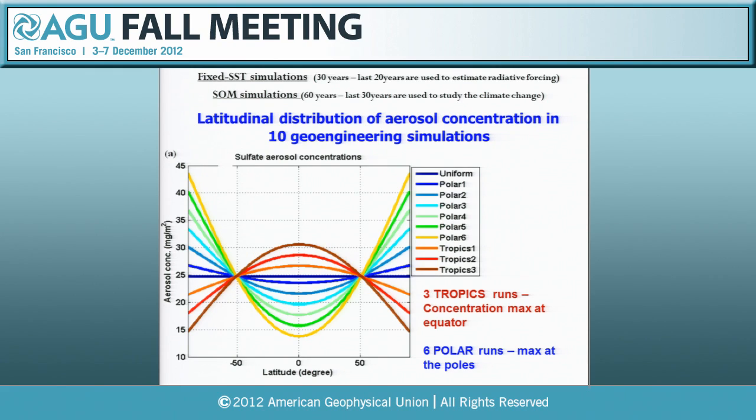We performed both slab ocean as well as fixed SST experiments, and this was all done by a student. So the experiments had shorter length scales. You can see that the fixed SST experiments were 30-year simulations, and the slab ocean simulations were all 60-year simulations. But anyway, by 25 years the slab ocean comes to equilibrium. So we used the last 30 years for the climate analysis.